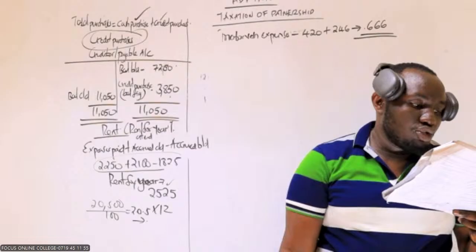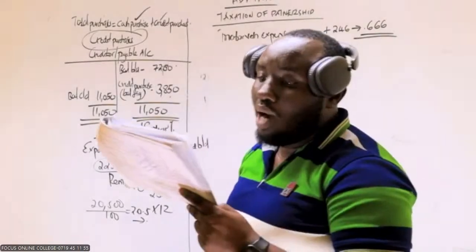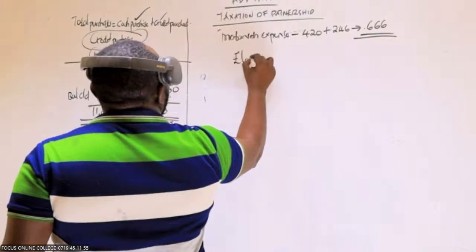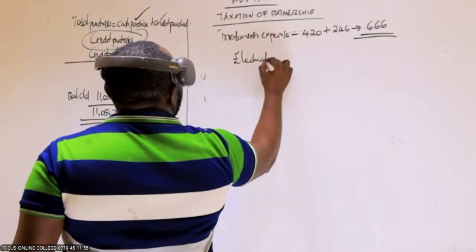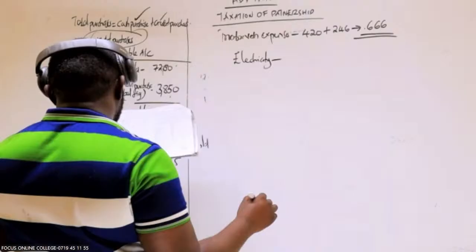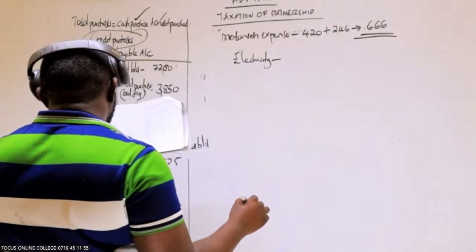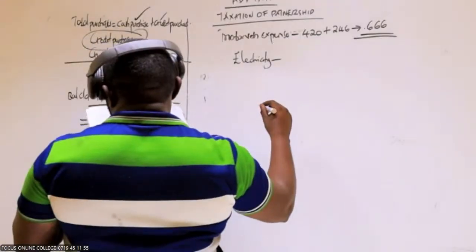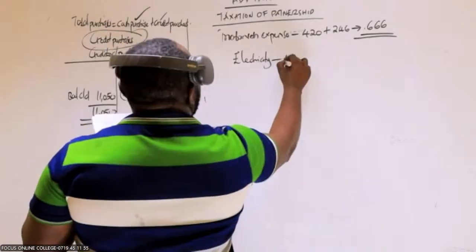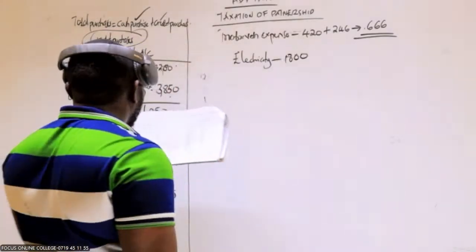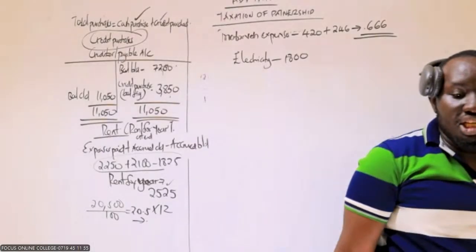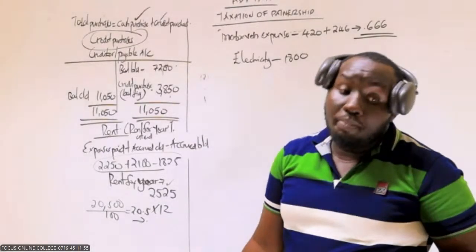We have what we call electricity. Electricity, there's definitely a working. So we have electricity for the year. What is the figure for the electricity that was paid? I have a figure of 1800. What do we have for electricity? Is it prepayment or accrual? Prepayment. How do I adjust prepayment?